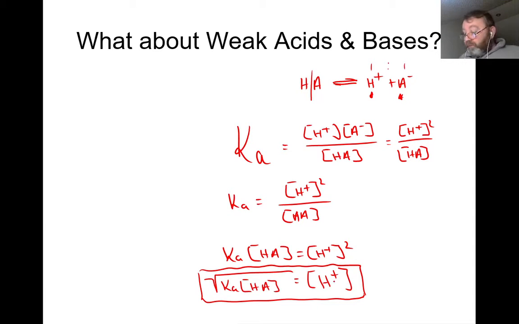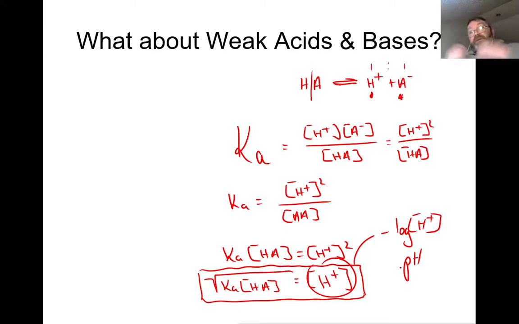Now, why is that important? Because I can then take the H plus into minus the log. And if I do that, that will reveal the pH. So now I have a workaround. If I want to get the pH of a weak acid, and I know that there's not full dissociation there, the only thing they have to give me is the Ka value. And once I've got the Ka value, and I have this formula here, this one, I then fill the Ka value in, multiply it by the concentration of the acid as it was originally given to me, get the square root of their product, and that will be the hydrogen ion concentration.